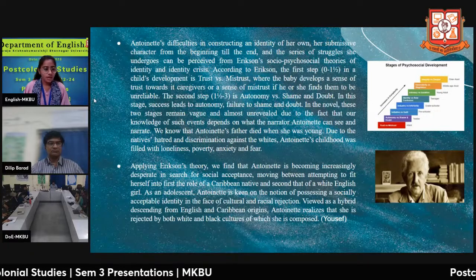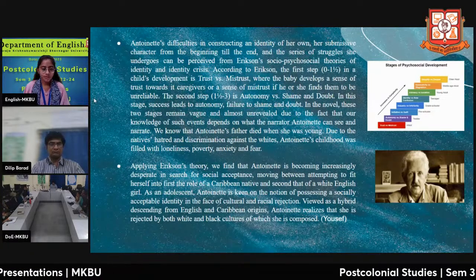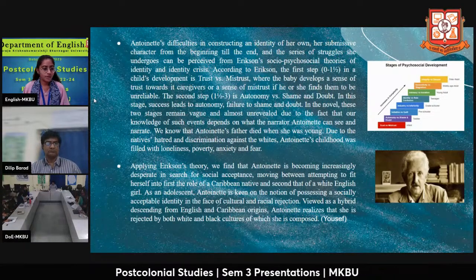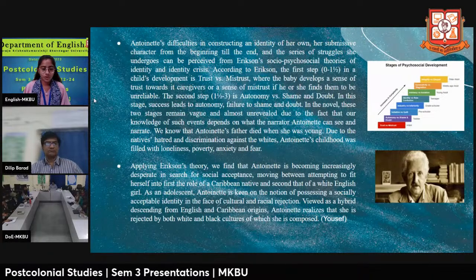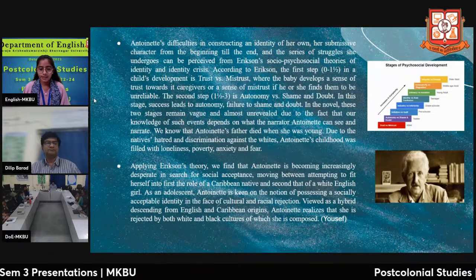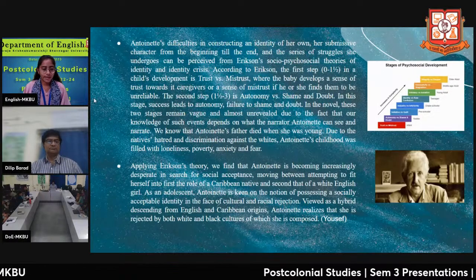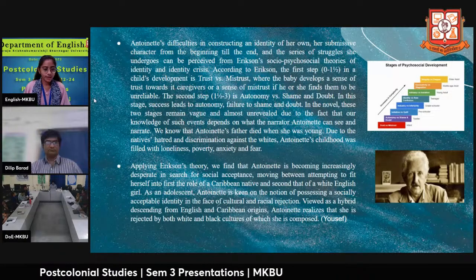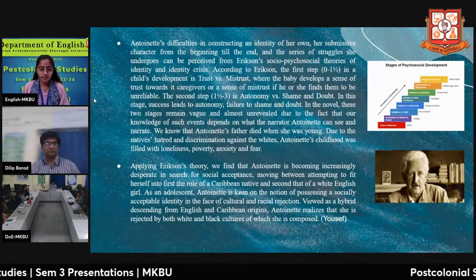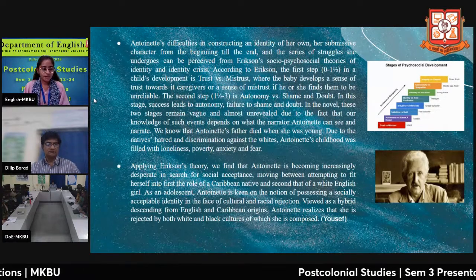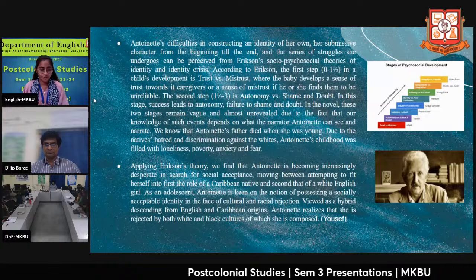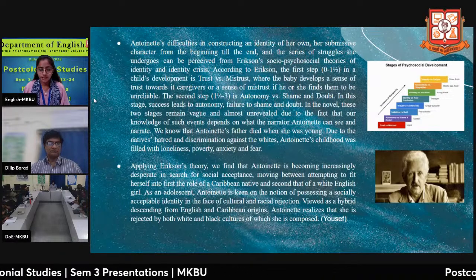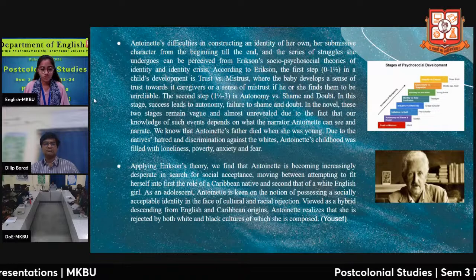In the novel, those two stages remain vague and almost unreliable due to the fact that our knowledge of such events depends on what the narrator Antoinette can see and narrate. We know that Antoinette's father died when she was young due to the native hatred and discrimination against the whites. Antoinette's childhood was filled with loneliness, poverty, anxiety, and fear. And applying Erikson's theory, we find that Antoinette is becoming increasingly desperate in her search for social acceptance.